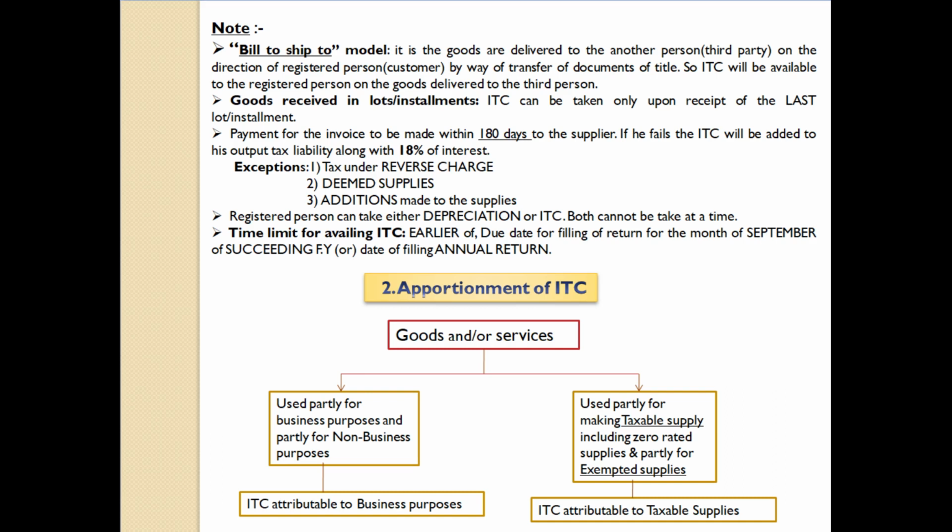And the second topic is apportionment of ITC. The fundamental principle of ITC is that when tax is not payable on output, credit cannot be availed. So when the goods or services are used for the business, ITC can be availed on such goods and services. If it is used for non-business purposes, ITC cannot be availed. So ITC is credited only as attributable to the business purposes. And also for goods or services used for making taxable supplies and exempted supplies, ITC is available only on the taxable supplies. Here taxable supplies include zero rated supplies.